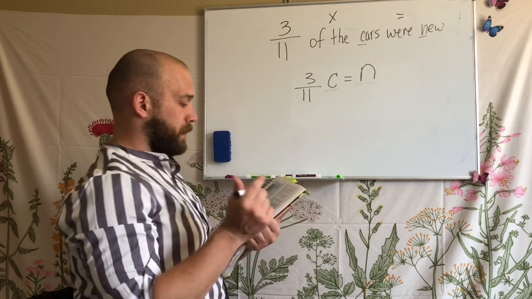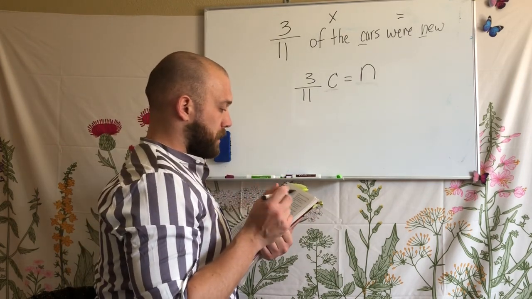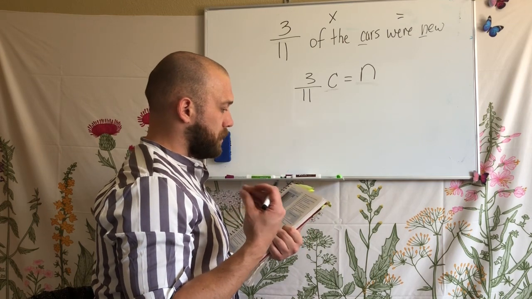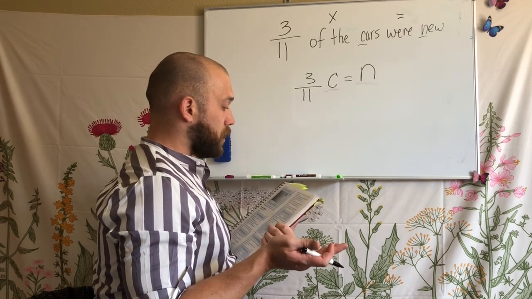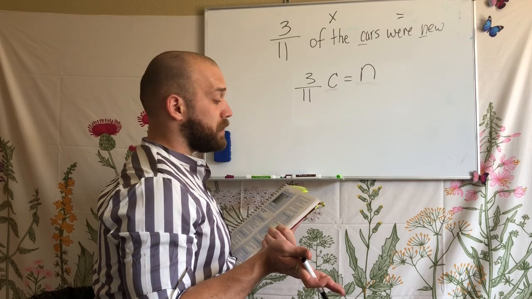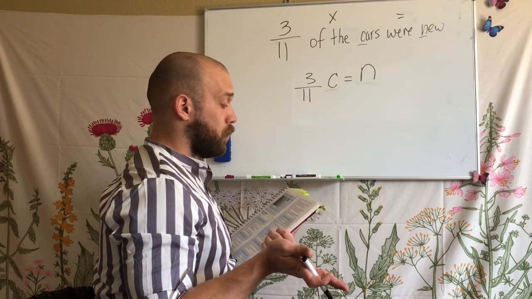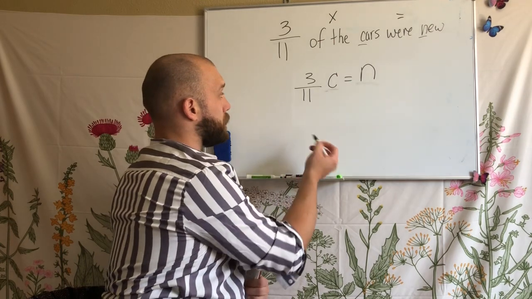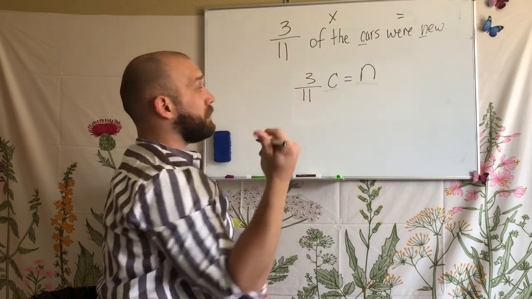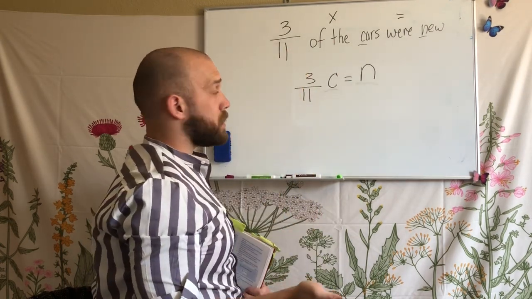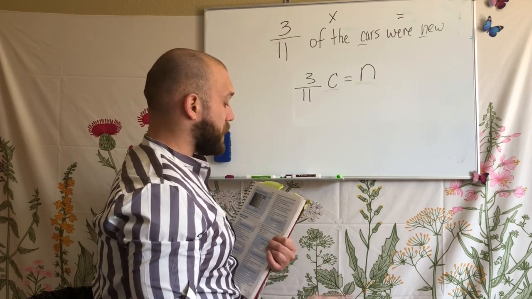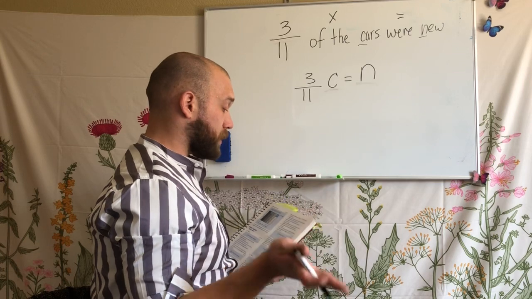So, let's look at this as the new way. So we know now 3/11 of the cars were new. What fraction of the cars were used? So I know that this would be the same thing, so I'd have 11 over 11 would be all the cars. What's 11 minus 3? 8. So I know 8/11 of the cars were used.